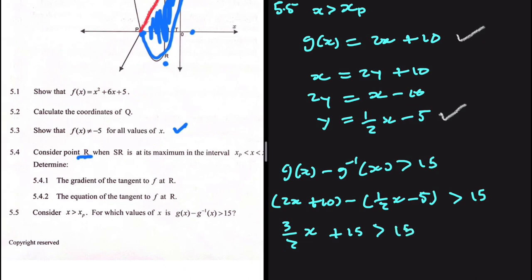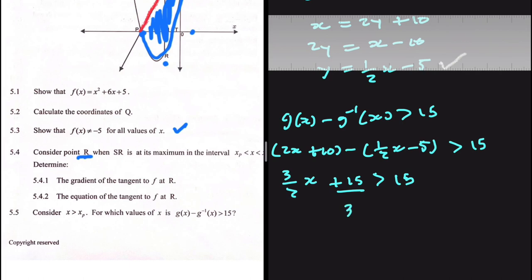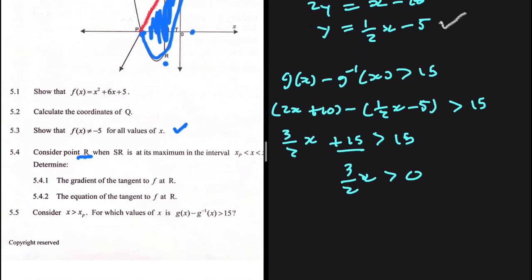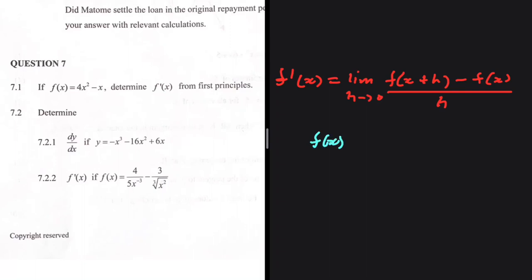So we can take 15 to the right hand side, and we're going to have 3 divided by 2x being greater than 0. 15 minus 15 is 0. So if we divide both sides by 3 divided by 2, then our answer is x is greater than 0. F of x is said to be equal to 4x squared minus x.